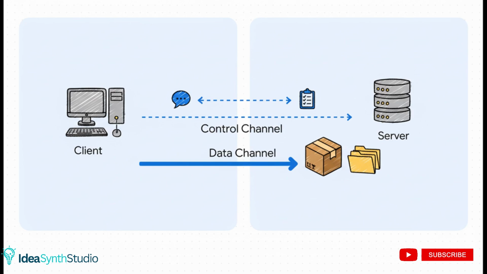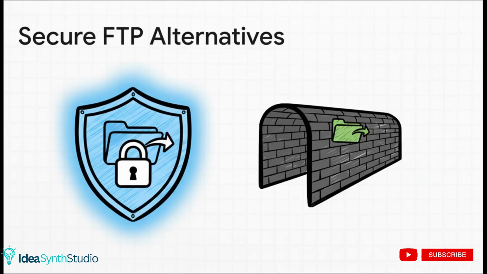It's a surprisingly efficient design. But just like with HTTP, security is a big deal. Plain old FTP sends everything, including your password, unencrypted. That's why today we pretty much always use its secure cousins. FTPS basically wraps FTP in the same kind of encryption that HTTPS uses.